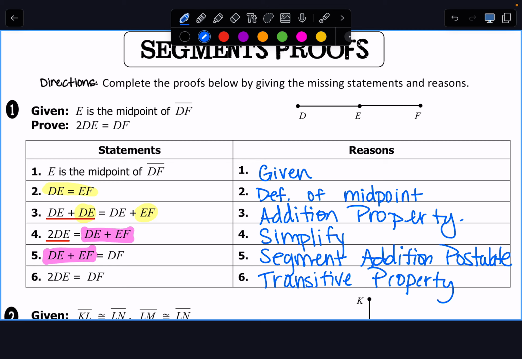Okay, but typically when we think of the segment addition postulate, we talk about little chunk plus little chunk equals big chunk, right? So when we write it like this and these two match, we can call it the transitive property. Now, what is another property we could have used instead of the transitive property? Because we took this and we replaced it with 2DE. Substitution. We could have said substitution and that would have been fine.